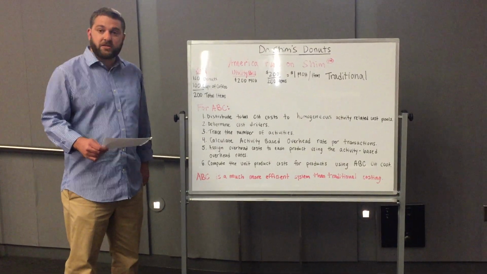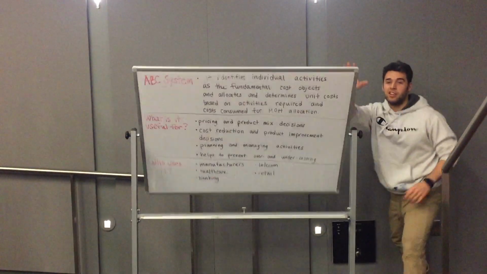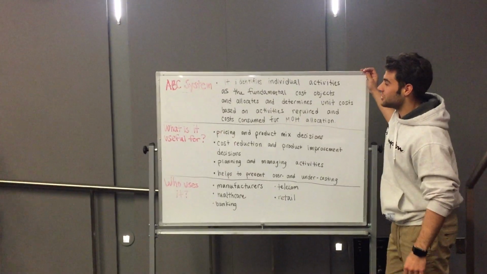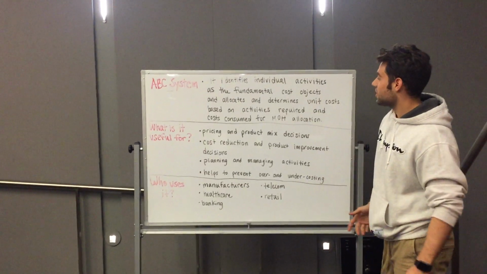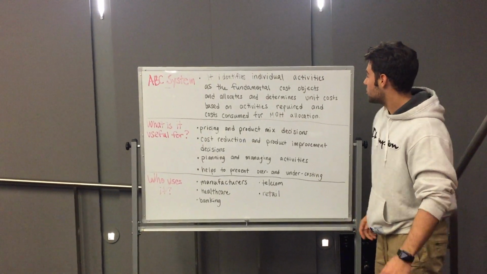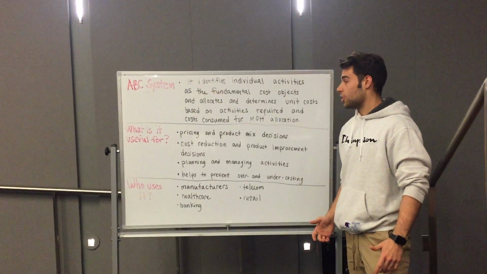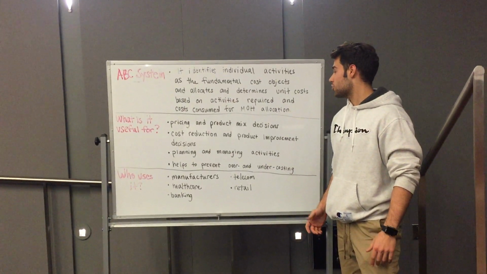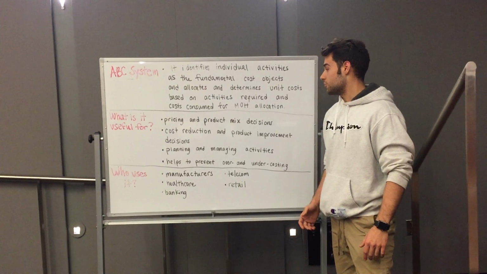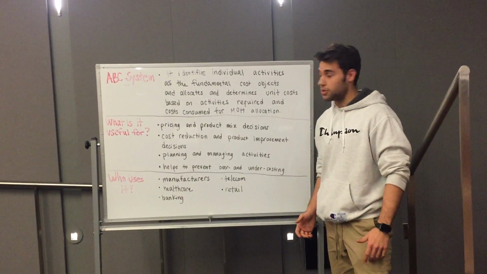What is activity-based costing, you ask? Activity-based costing identifies individual activities as the fundamental cost objects and allocates and determines unit costs based on activities required and costs consumed for manufacturing overhead allocation.